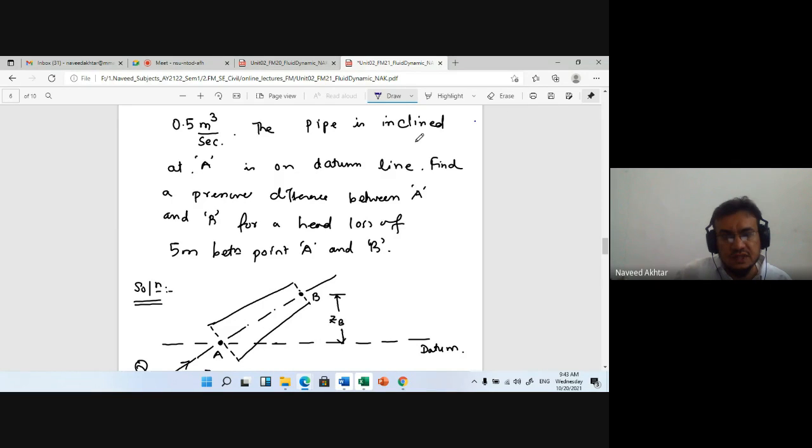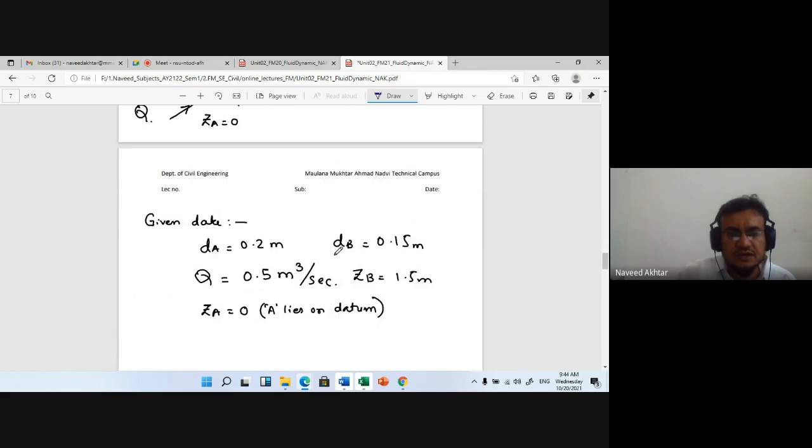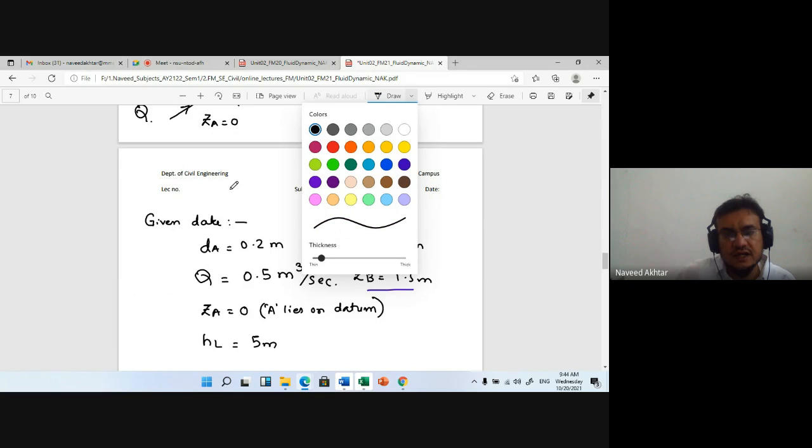The pipe is inclined at A on the bottom line and inserted here. B is 1.5 meter above the bottom line. Sorry, I forgot to mark this line above the bottom line. So write down this: B is 1.5 meter above the bottom line. That's why ZB will be 1.5 meter. Okay.